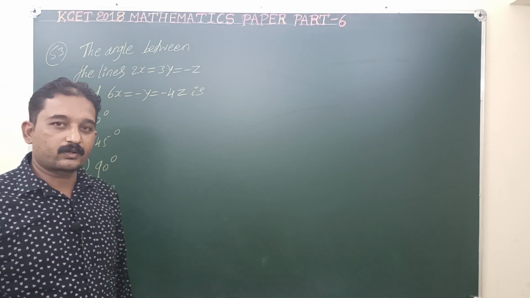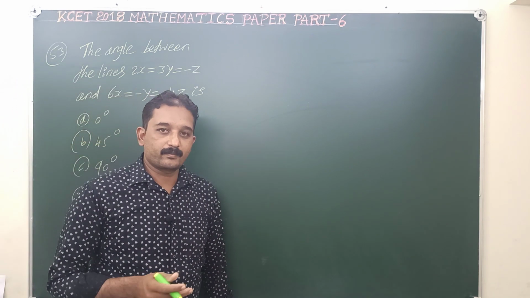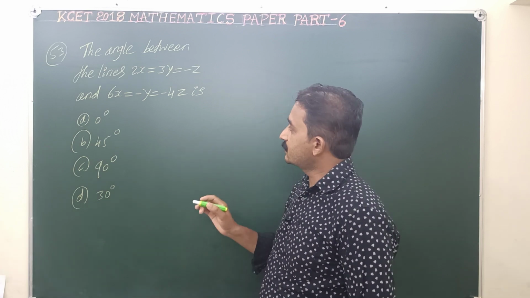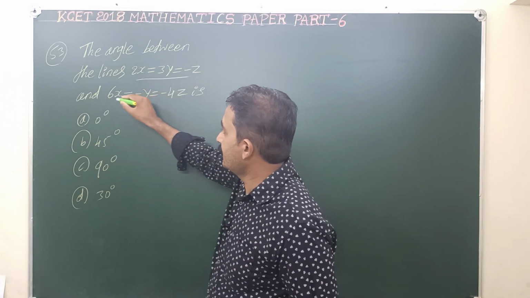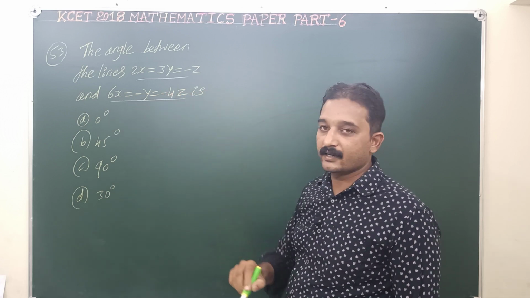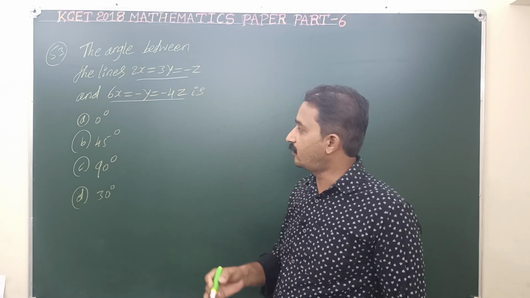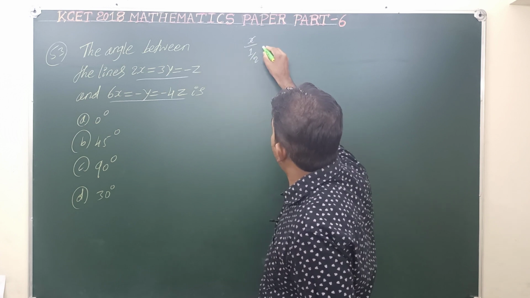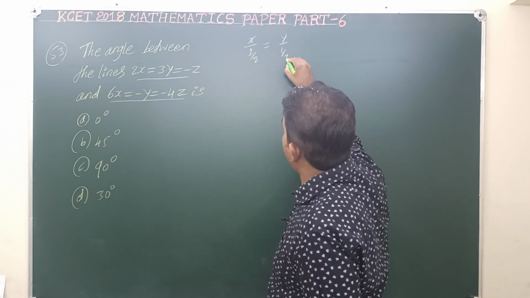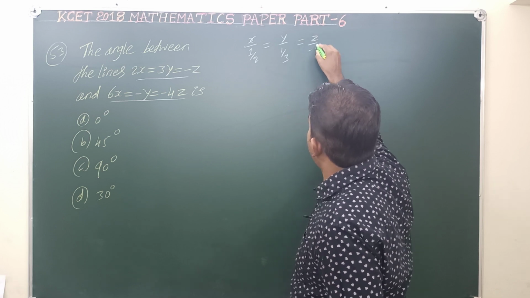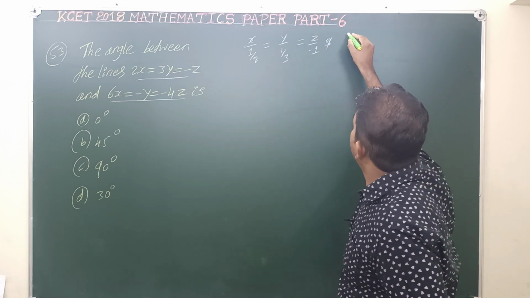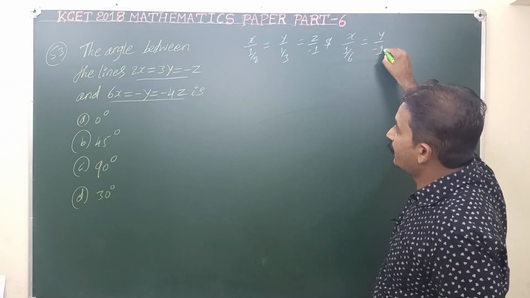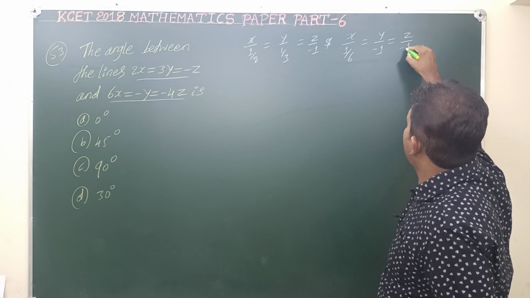Now let us move on to question number 53. Once again, this question is based on the chapter 3D, particularly the angle between the lines. We have to find the angle between the lines. Here the lines are not in standard form, so first find the standard form of the lines. It can be written as x by 1 by 2 equal to y by 1 by 3 equal to z by minus 1, and the second line as x by 1 by 6 equal to y by minus 1 equal to z by minus 1 by 4.